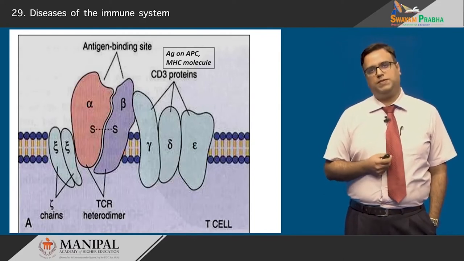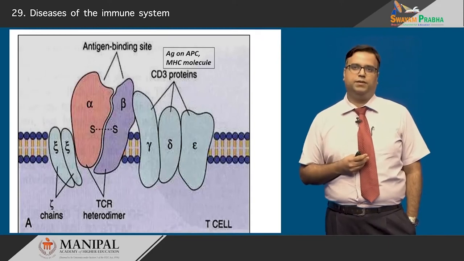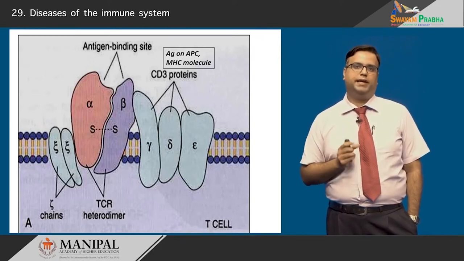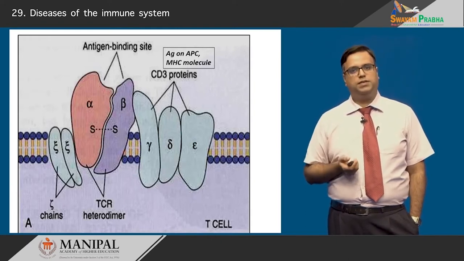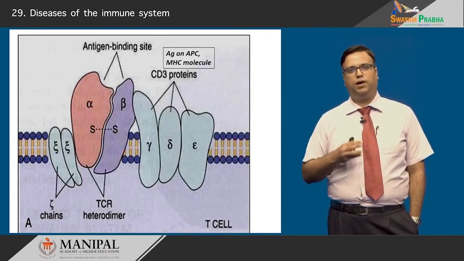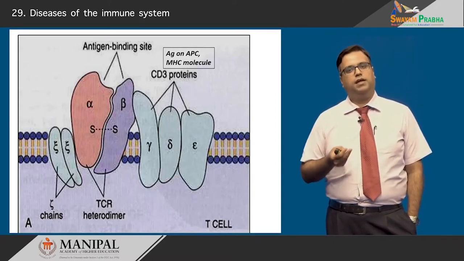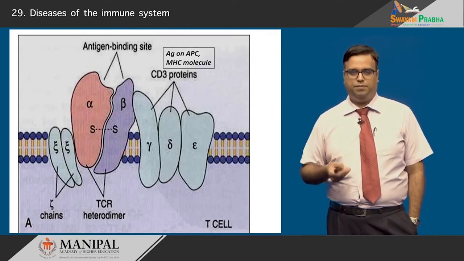The ones in the center of your screen are what are called alpha and beta, as designated on the screen there, which are held together by disulfide bonds. Other supporting characters are what are called CD3 proteins. They have a very vital role to play because, in conjunction with your alpha and beta subunits, these CD3 molecules are important in signal transduction.